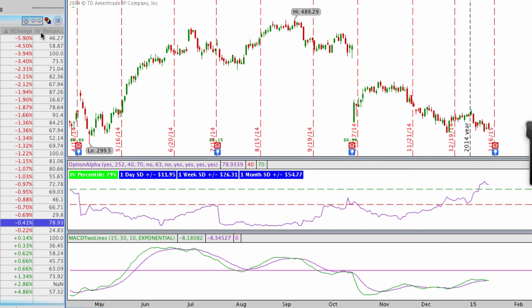The other thing we like to do is sort our list by high implied volatility stocks. Stocks that are new to the list that have recent high implied volatility, we might want to take a look at.